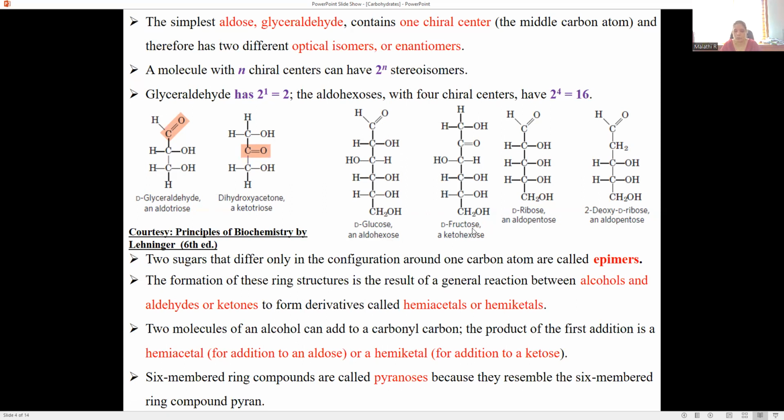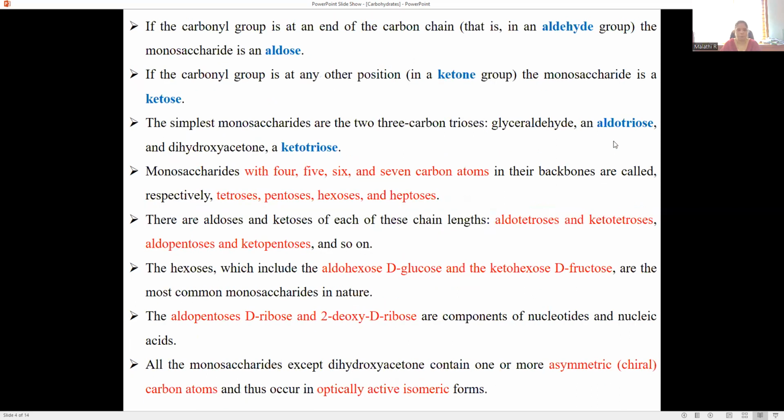Likewise, in the case of fructose, which is present mostly in honey, this also will have 1, 2, 3, 4, 5 OH groups. So you call it polyhydroxy. And here you have only C double bond O, so it is called ketohexose. So you define it as a polyhydroxy ketohexose sugar. Likewise, based on the different number of carbon atoms, you will be classifying your carbohydrates.